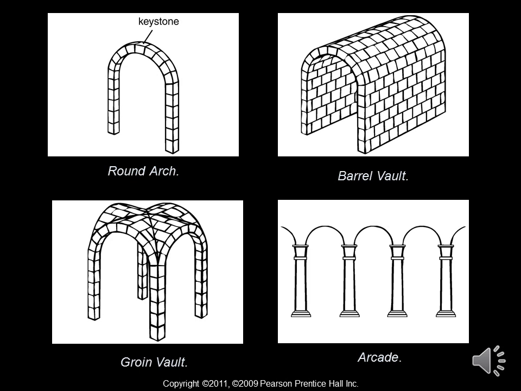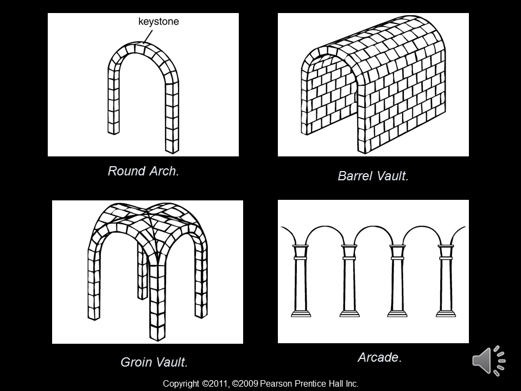A barrel vault is when you get a series of round arches in a row. They form a tunnel-like structure. A groin vault is an evolution that was expanded upon with the Romans. A groin vault is the intersection of two barrel vaults.